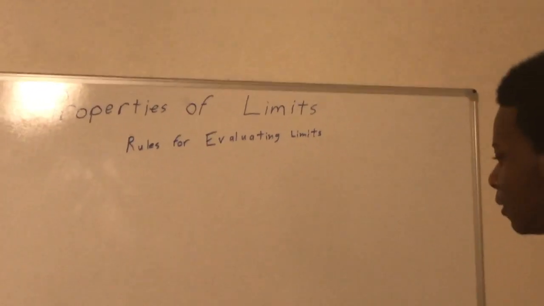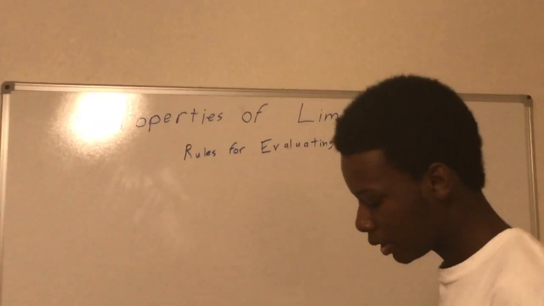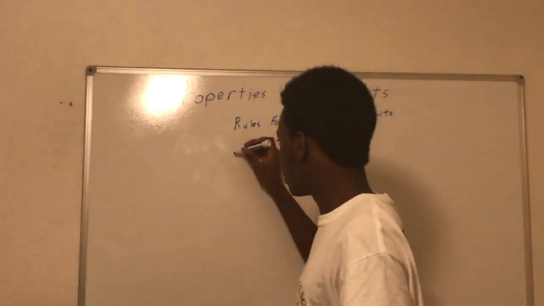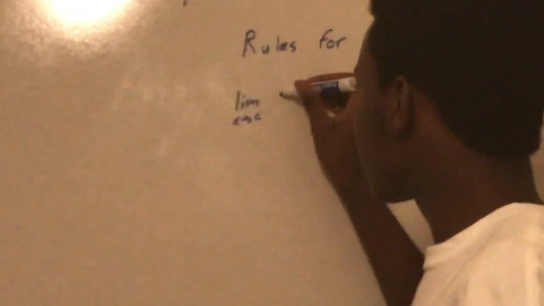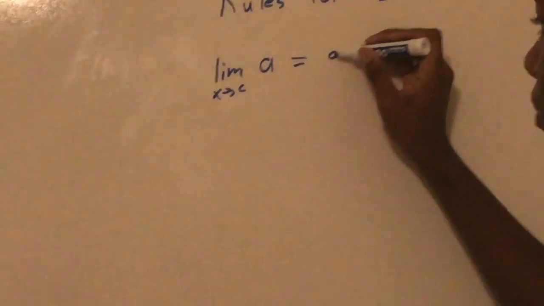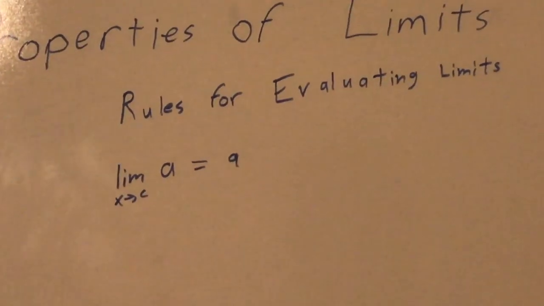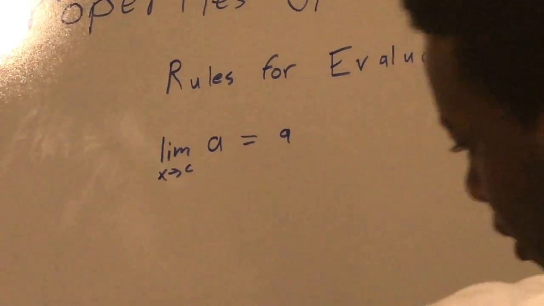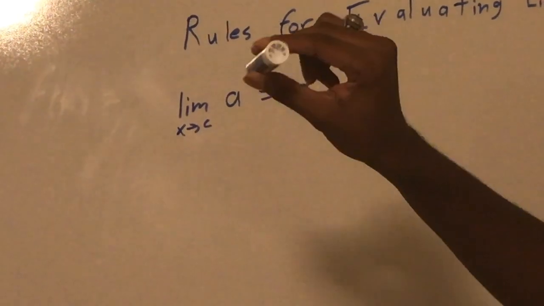So all of these rules will be based on basically just direct substitution. Basically what we would use for direct substitution in this case would be things like the limit as x approaches c of a constant a, so a being a constant function, would simply be a. Because if you think about it visually, a constant is just a horizontal line. So approaching from both the left and the right of c, it would just be approaching whatever that constant value is.